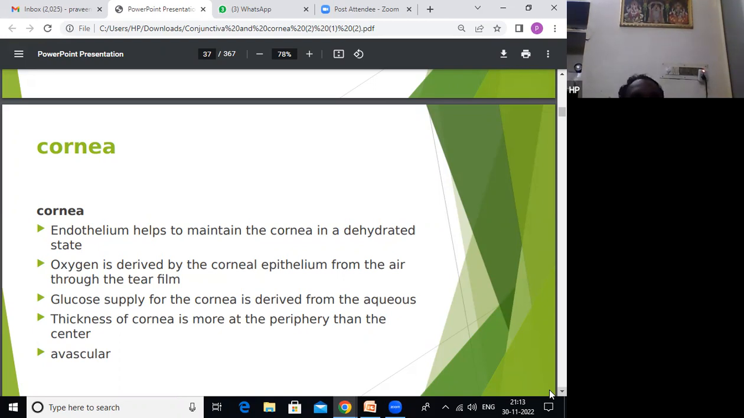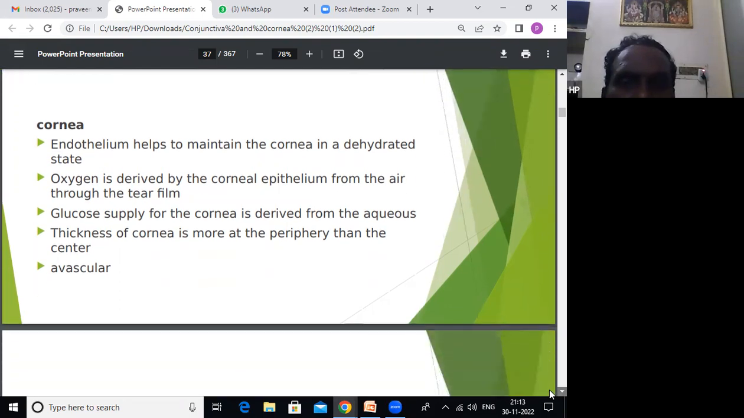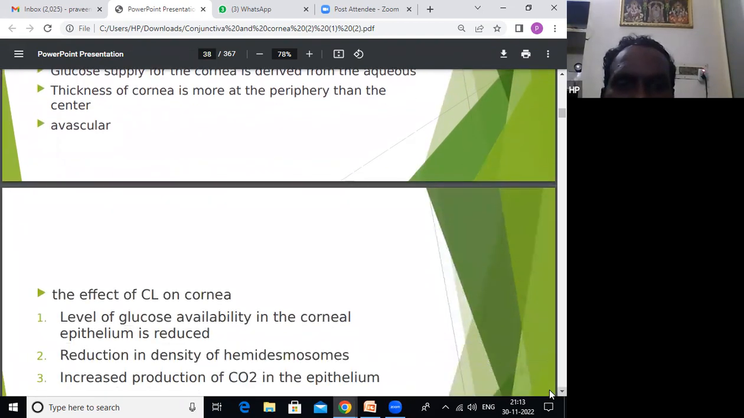Thickness of the cornea is more in the periphery than in the center. This question has been asked regarding the thickness of the cornea. The options: thickness is more in the center than in the periphery, more in the periphery than in the center, or the same in both. The cornea is thicker in the periphery than in the center. And the cornea is an avascular structure.